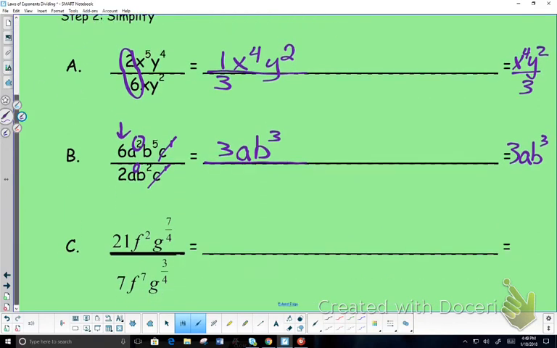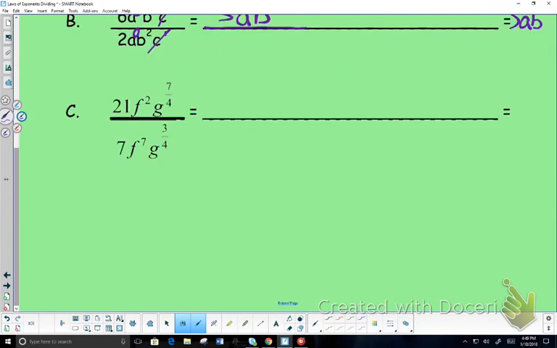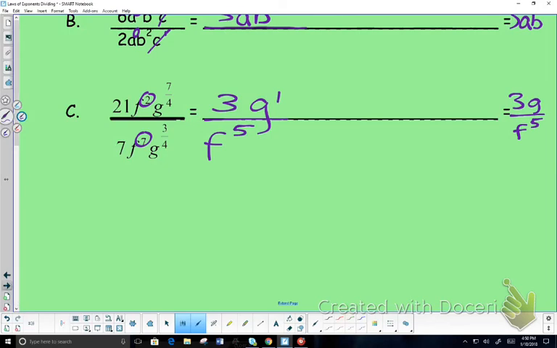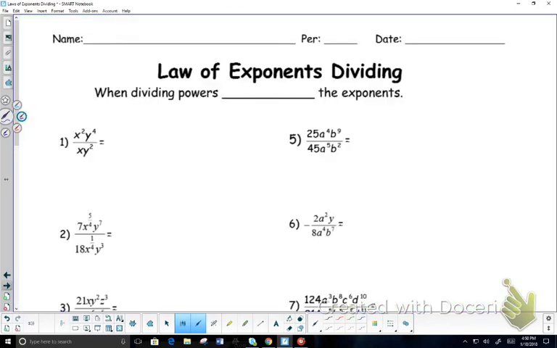Next one. I got 21 divided by 7. Well, that's 3. Where's the bigger f? Here you go. This time, it's on the bottom. So now I'm going to take 7 minus 2, which is 5. Then, where's my bigger g? Well, 7/4 is bigger than 3/4, and it's on top. So then I have 7/4 minus 3/4, which is 4/4, which is 1, which gives me 3g over f to the 5th power. Okay? So now let's work our way through these.